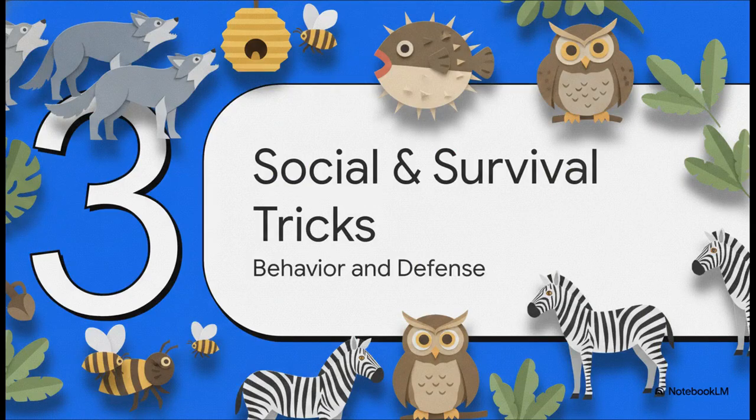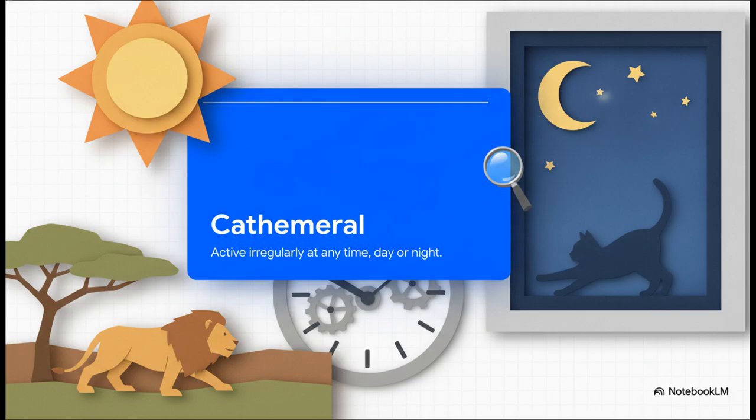Section 3. Social lives and survival tricks. Let's start with when animals are actually active. You definitely know diurnal for daytime and nocturnal for nighttime, but there's another fascinating category, ephemeral. Many animals, including wild lions and yes, even your domestic cat currently sleeping on your couch, are ephemeral. This just means they operate on irregular, unpredictable schedules and can be active in short bursts at literally any time around the clock, totally regardless of the sun.